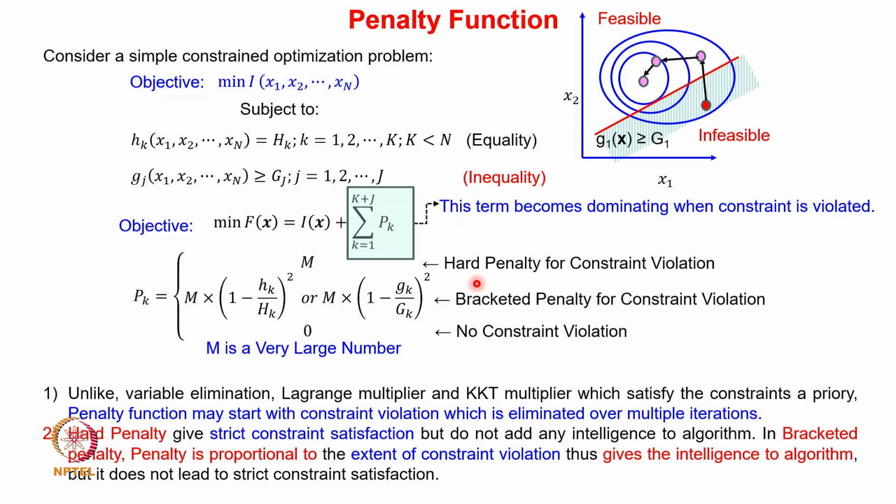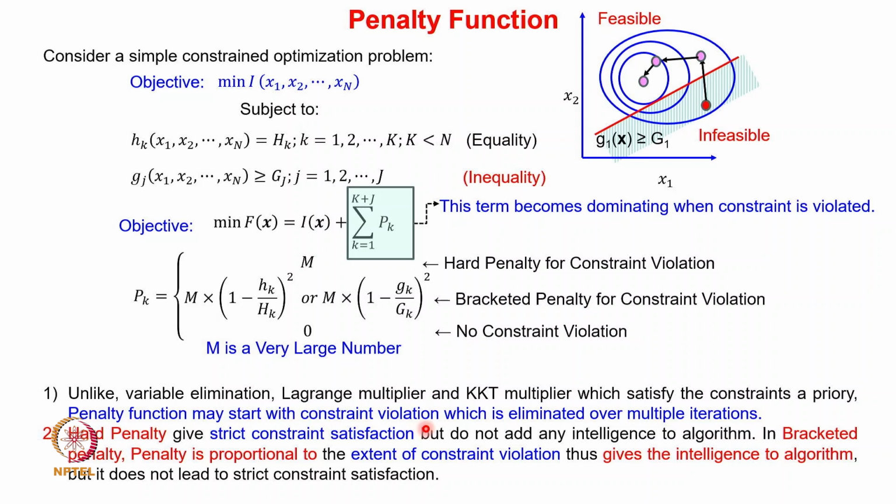So clearly, whenever you are having a very large number of constraints and you are using a hard penalty, your algorithm typically is not able to converge. So whenever a large number of constraints are there, the usual way of handling them is to use a bracketed penalty instead of a hard penalty. Unlike variable elimination, Lagrange multiplier and KKT multiplier, which satisfy the constraints a priori, a penalty function may start with constraint violation, which is eliminated over multiple iterations.